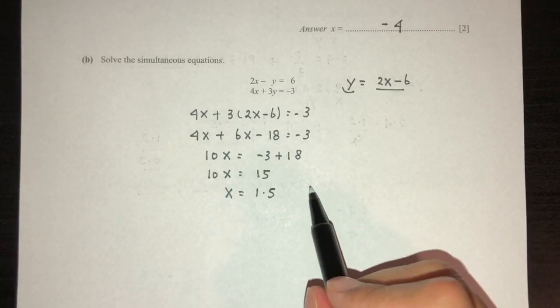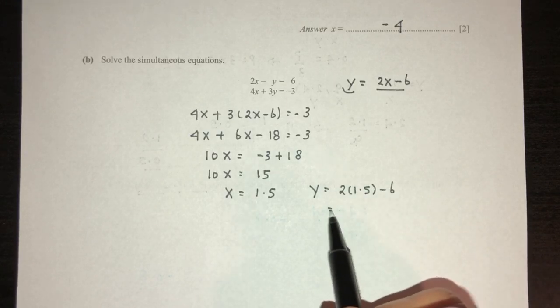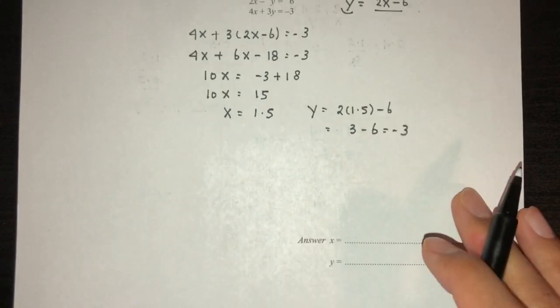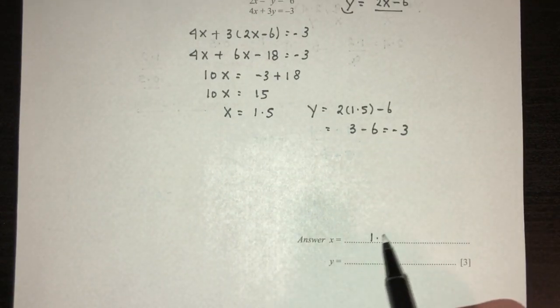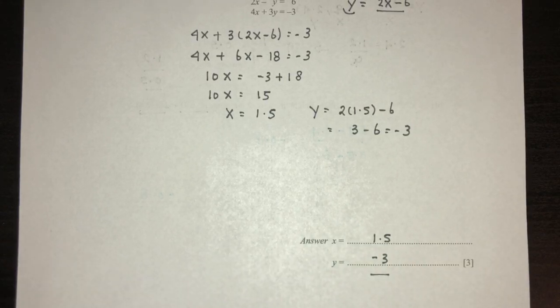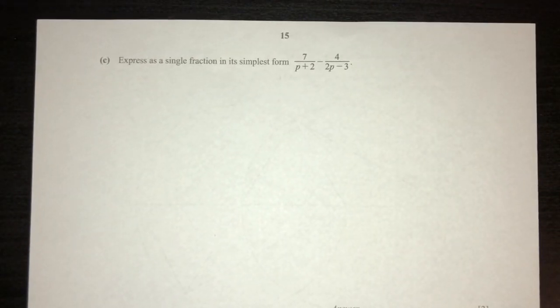So from this you can find the value of y. Y will be 2 times x, 1.5, minus 6. That will be 3 minus 6, which is minus 3. So here you go. Your values for x is 1.5 and y will be minus 3. That is your question, part B of 7. Let's move on to part C of this question.